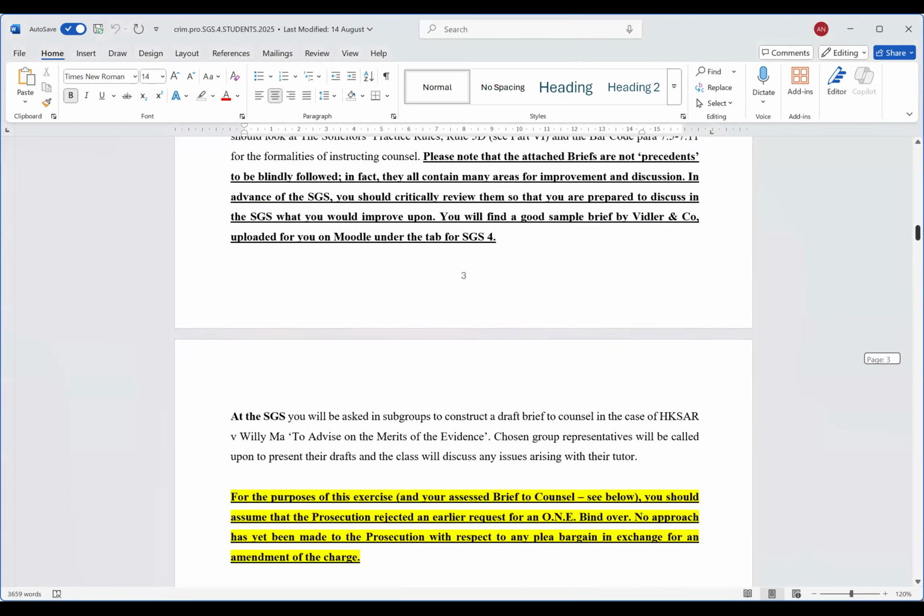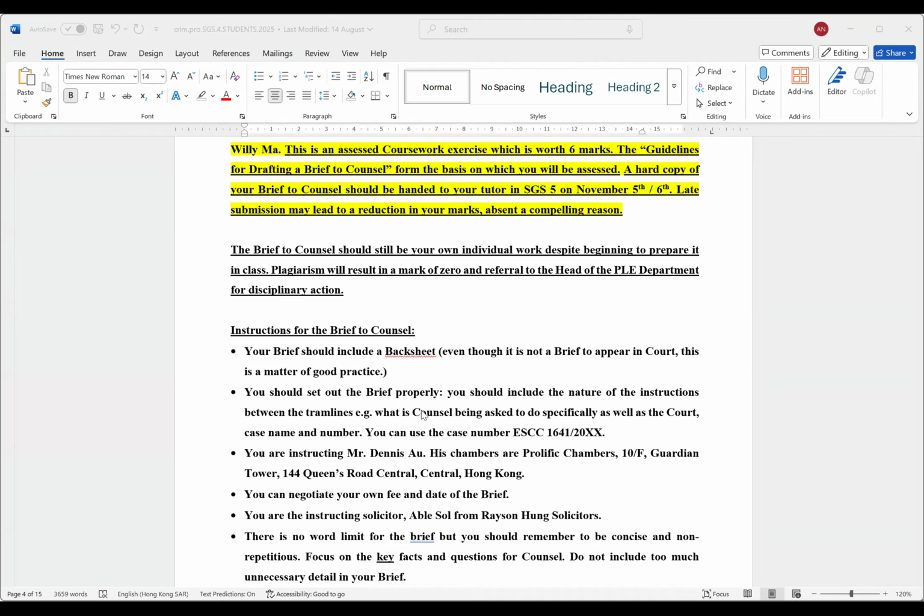Apologies if your tutors didn't make that clear in the session. Okay, so it's not a brief to appear at trial. It's not a brief to appear at the mention hearing. It's not a brief to advise on sentence. You're advising on the merits of the evidence, okay?